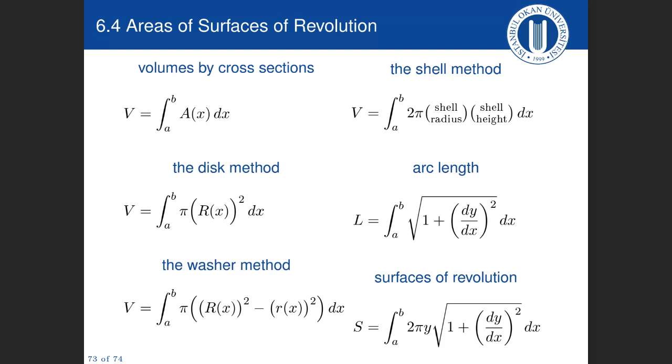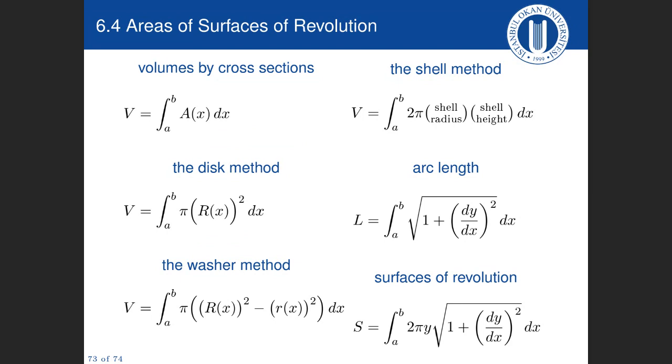And let's finish with a summary. We've looked at 6 formulae today. We started by talking about volumes by cross sections. Find the formula for the cross-sectional area A and then integrate it. The disk method, same idea, but our cross sections are always circles, so always integrating pi r squared. The washer method was a little bit more complicated. The integral of pi and then bigger radius squared minus smallest radius squared.